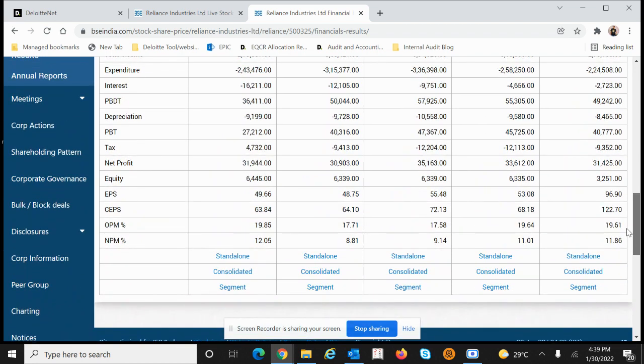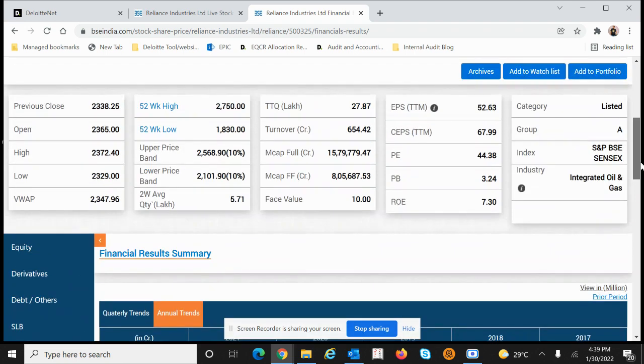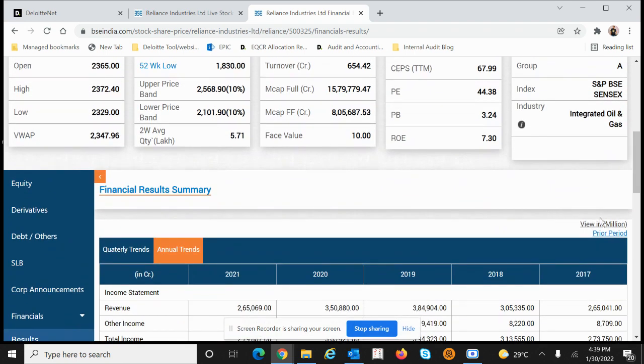So this figure is on a standalone basis. If you want to see on a consolidated basis, then you just click on consolidated. Let's say the figure is in crores. If you want to view it in millions, then here you can click on million, view in million, and you can view the result in million. So now it is in million.